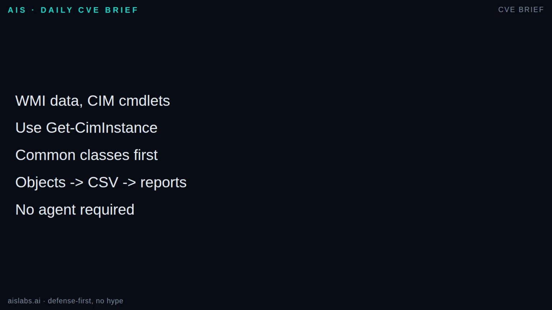3 classes cover most routine inventory: Win32_ComputerSystem for manufacturer, model, domain, and memory, Win32_BIOS for serial number, and Win32_OperatingSystem for caption, version, build, install date, and last boot time. Add Win32_LogicalDisk when you need drive size and free space. The output is objects, so reporting is normal PowerShell.